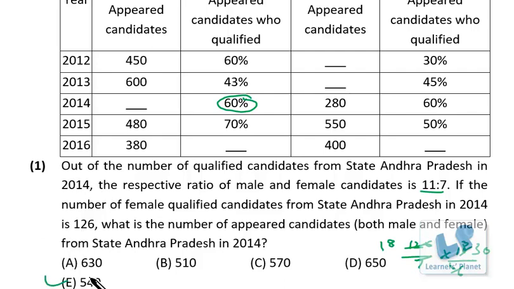The story is very simple, I explain it once again. The qualified male to female ratio is 11:7. The qualified number of persons is 60% in 2014. From 7 part being 126, 18 part, that is the total number of qualified candidates, we got 324. Then 324 is 60% of the total number of candidates, so the total number of candidates will be 540. Okay, pretty simple.